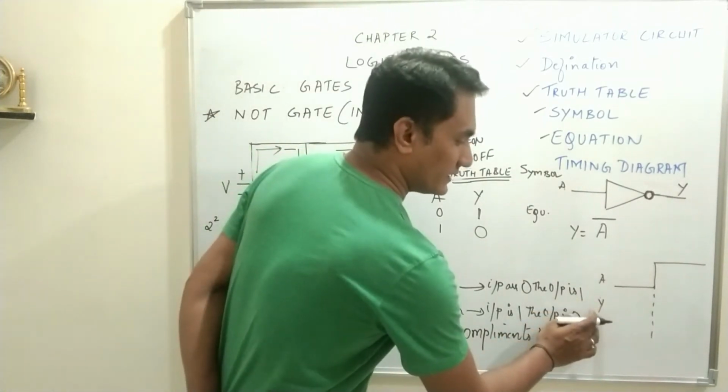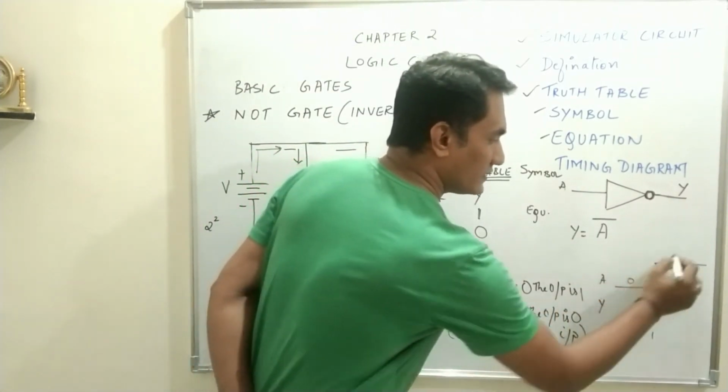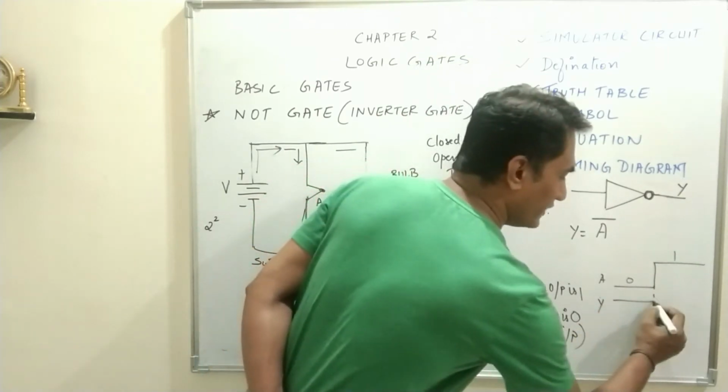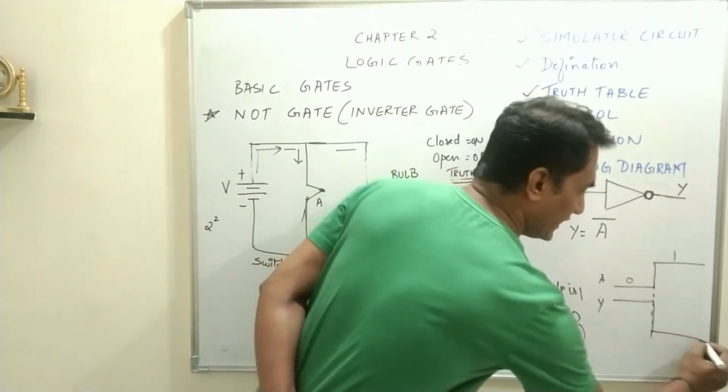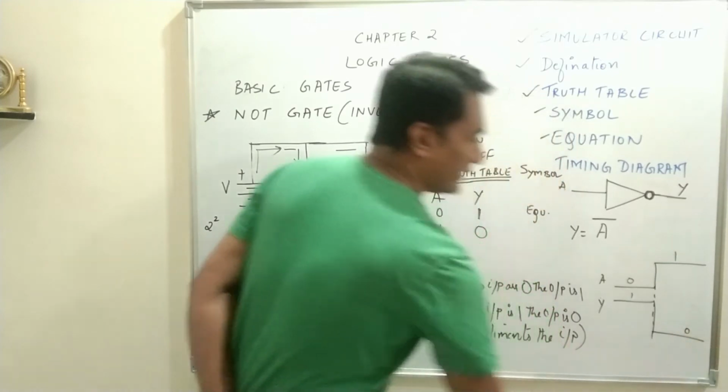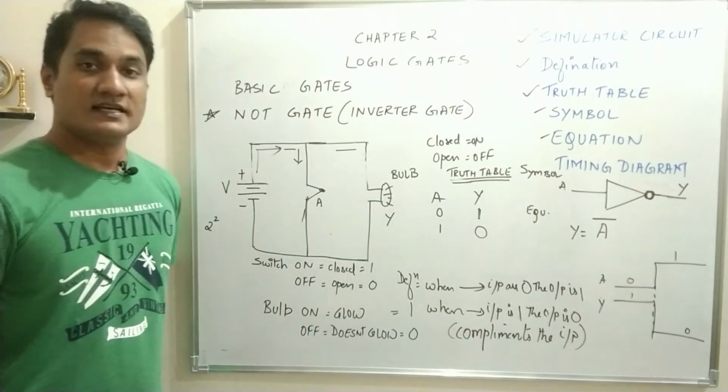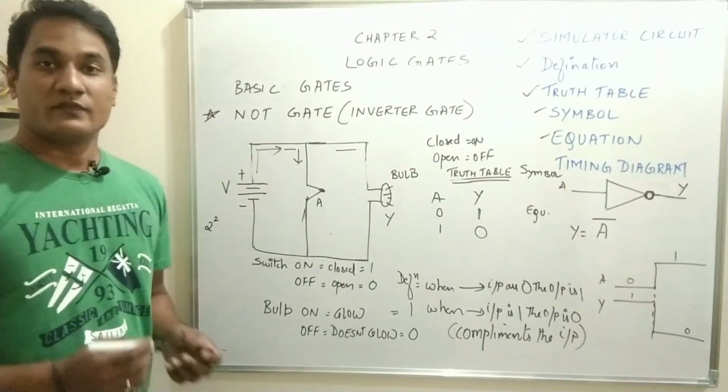And lastly, the timing diagram. A, this is 0, this is 1. Y will be, when A is 0, Y is 1, and when A is 1, Y is 0. So this is the timing diagram for the NOT gate.